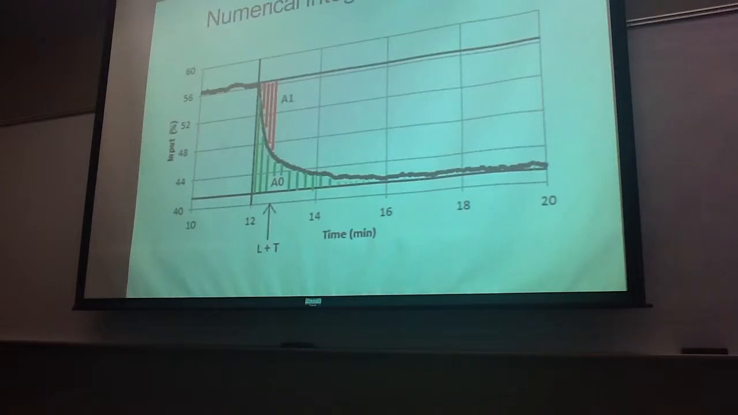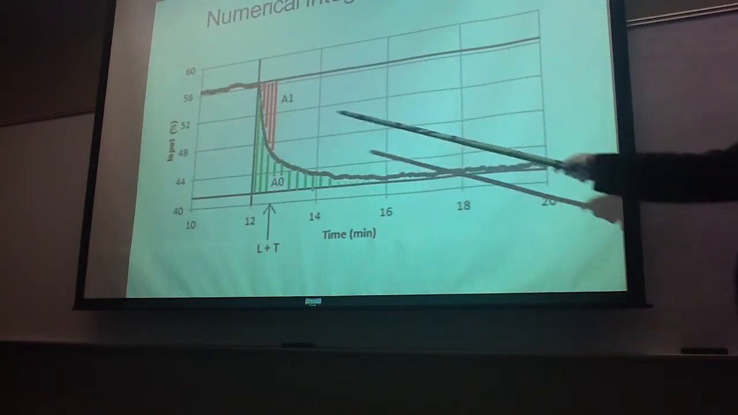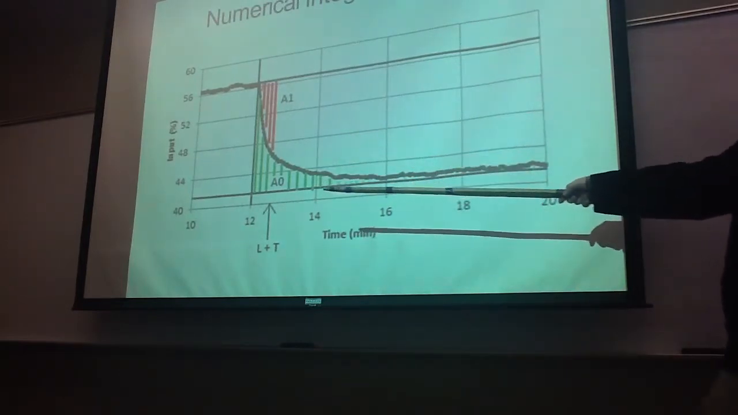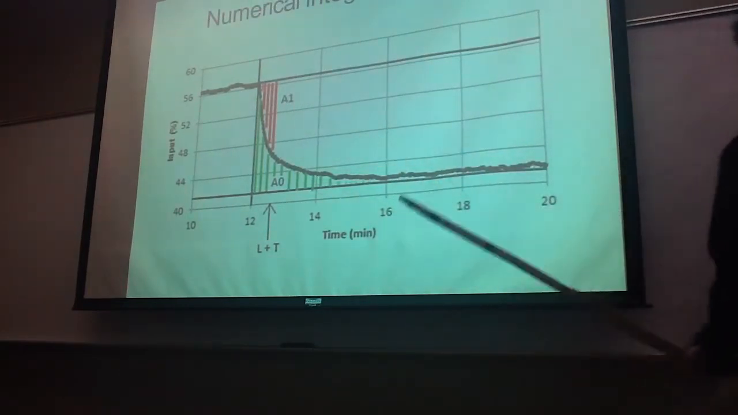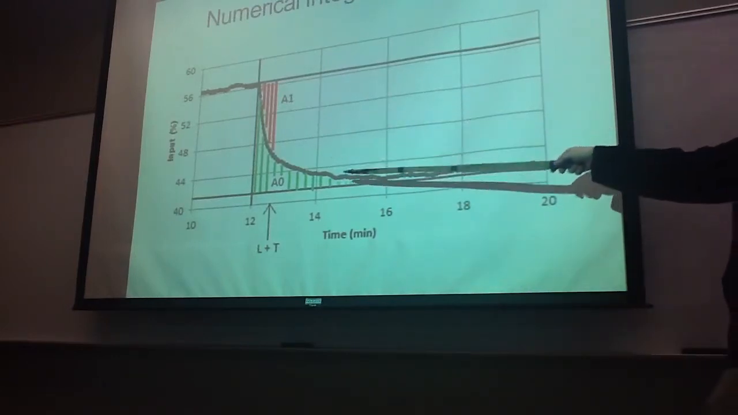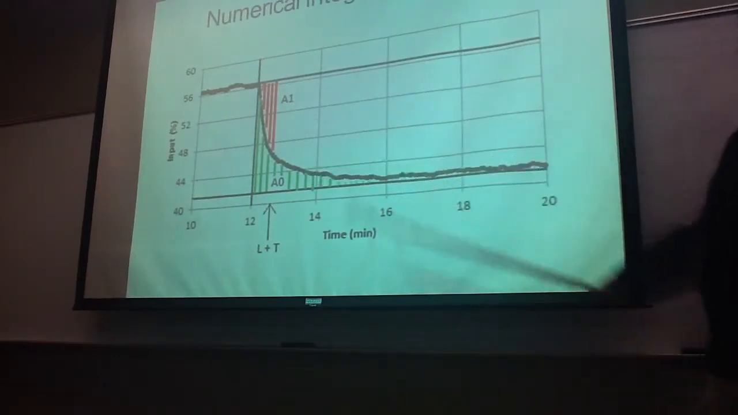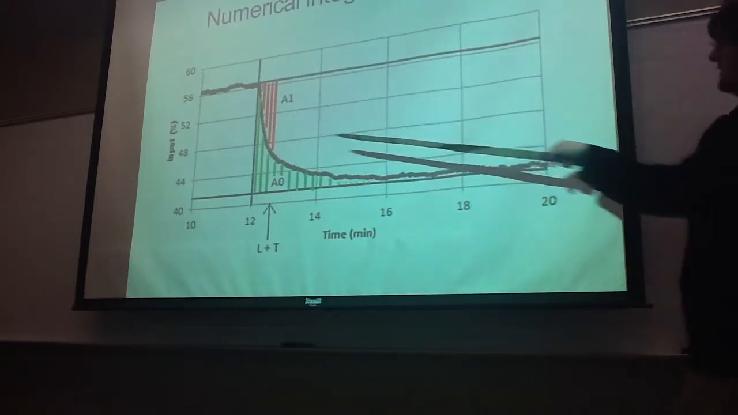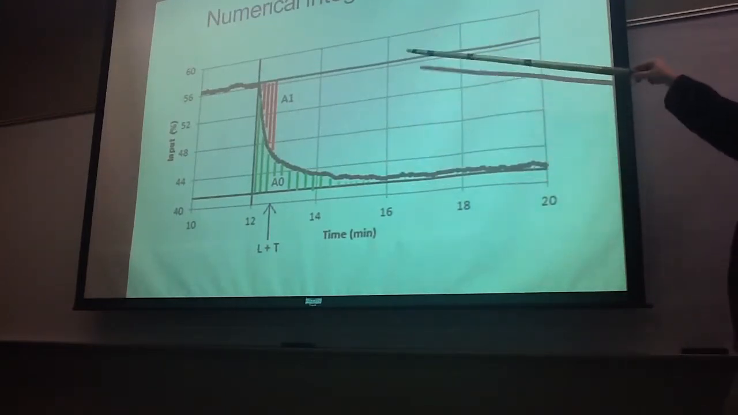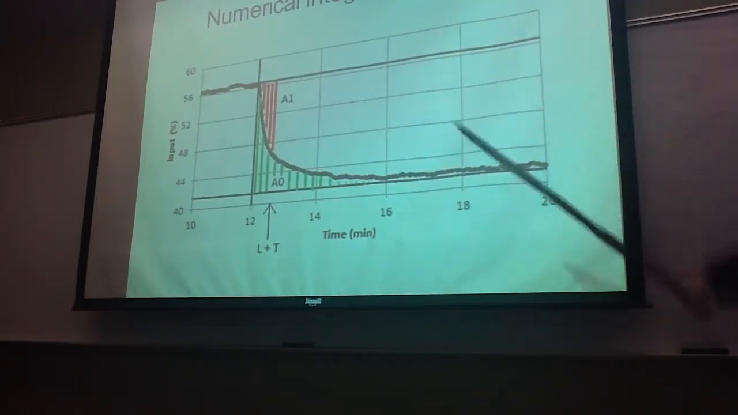And so this is my result from the numerical integration. This is not Dr. Henry's plot, this is mine. It just looks a lot like his on purpose. And as I've discussed before, my step response is kind of backwards, so my A1's on top and my A0's on bottom. And that's my output line. This is the initial steady state. This is the final steady state.